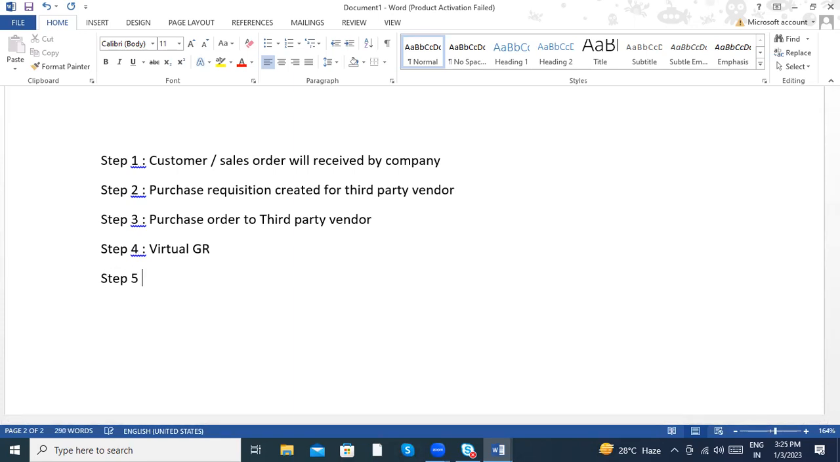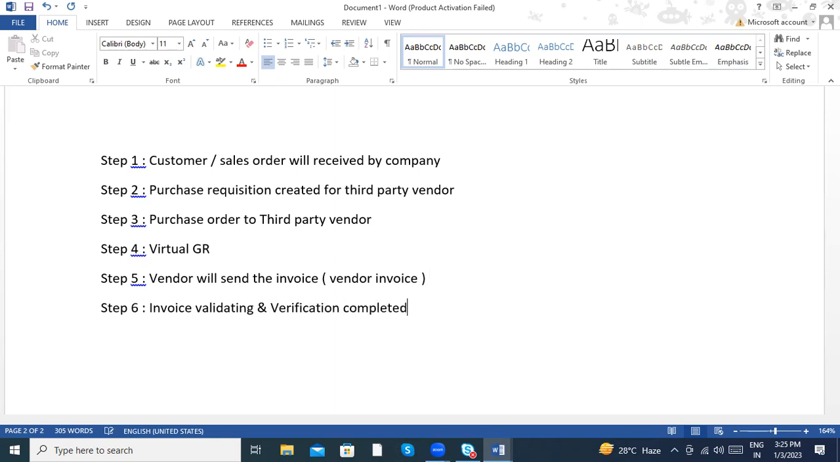Then step 5, the vendor will send the invoice, that is the vendor invoice. Coming to step 6, validating the invoice, and verification completed. Then from a finance point of view, they will go for the payment.